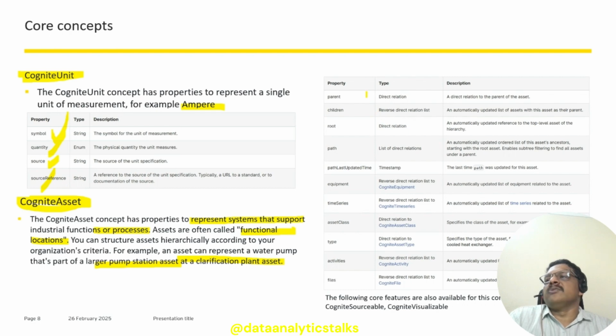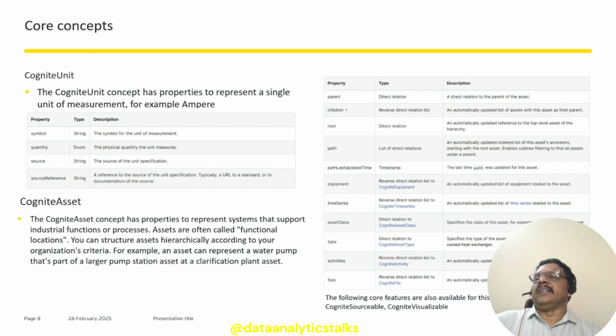So, what are the properties of a Cognite asset? Let us look at the properties of the Cognite asset. It has a parent property. A parent means a direct relation to the parent of the asset. It has children. It has a root. It has a path. It has equipment.